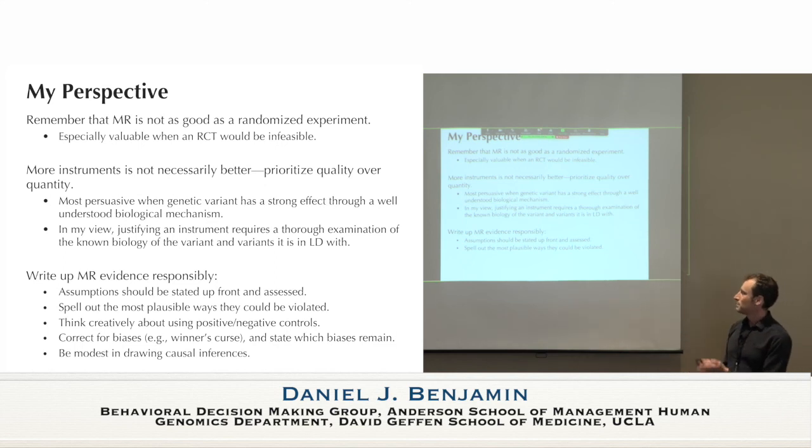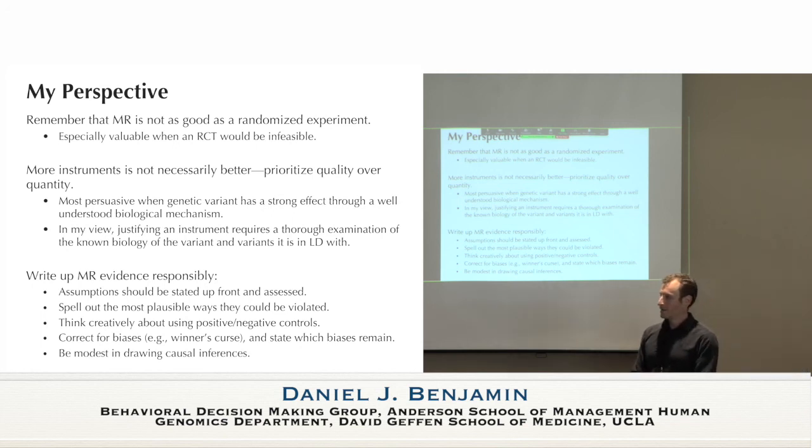I think researchers should spell out clearly the plausible ways that those assumptions could be violated in the particular context of the study. We should be thinking creatively about using positive and negative controls to assess the assumptions. We should be correcting for biases like the winner's curse and state what biases we haven't corrected for, and be modest when we're drawing causal conclusions from the evidence and using causal language, because there are still assumptions that have to be satisfied in order for that language to be justified. Okay, that's it.